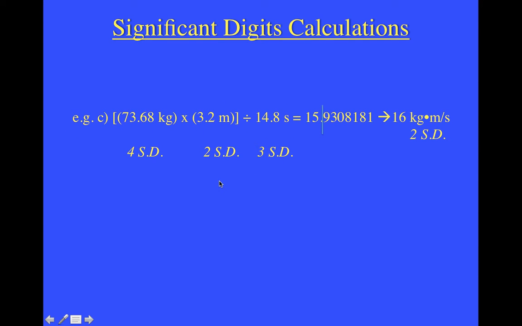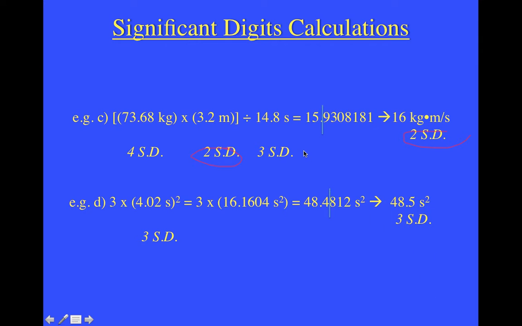We look at the third example, C. Here we have 4 significant digits. Here we have 2. Here we have 3. So our answer has to be rounded to 2. Here we had a 15.93. The 9 rounds the 15 up to a 16. You should know how to round from your years of math.